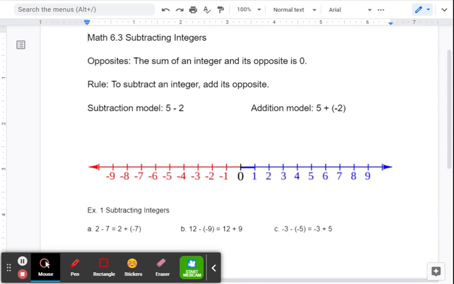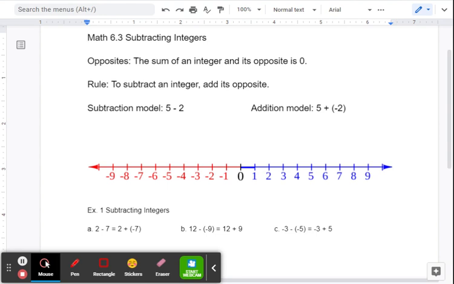Okay, today we are working on subtracting integers. Last week we were working on adding those integers, both the positives and the negatives. Now we're working on subtracting them. So some of the keywords we need to know are those opposites. Remember, the sum of an integer and its opposite is 0.